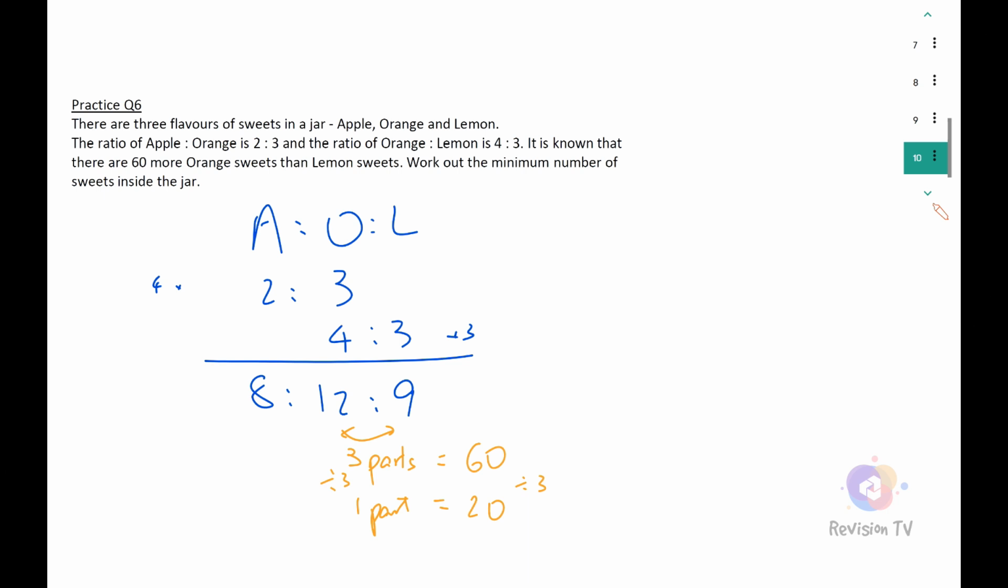So therefore, if 1 part is 20, we now know apple got 8 parts, orange got 12 parts, and lemon got 9 parts. So we can multiply each number of parts by 20.